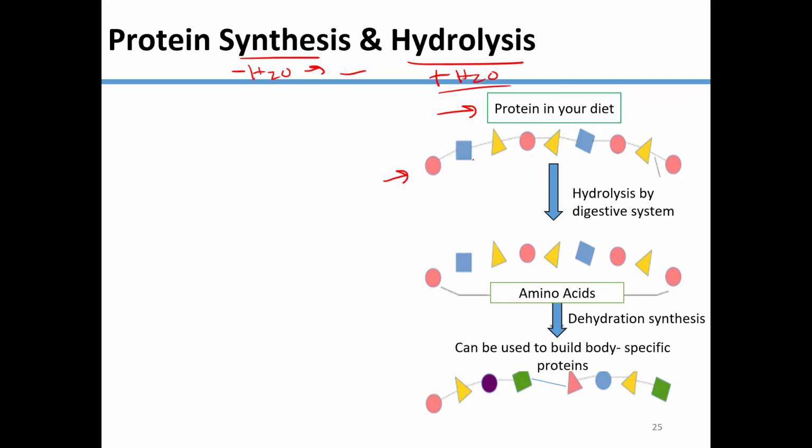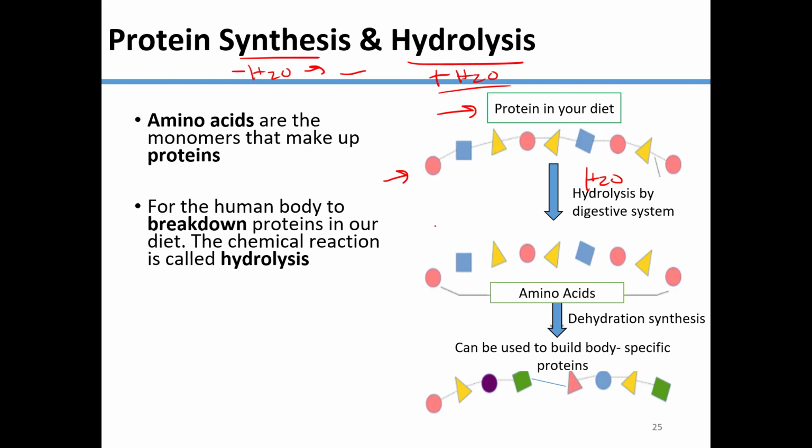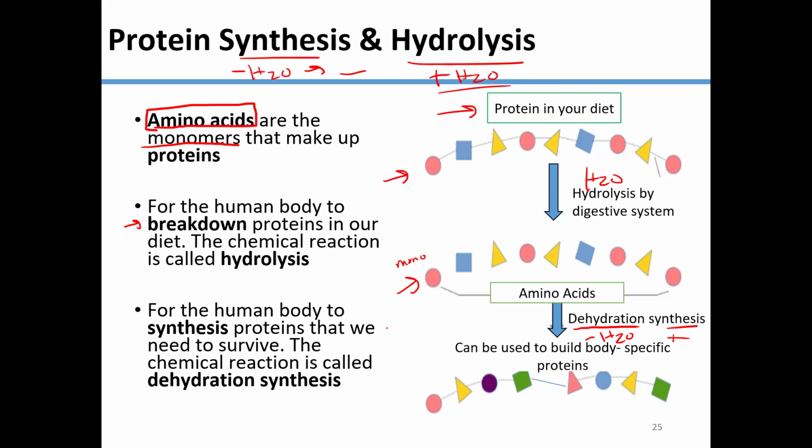So we want to break these apart. Remember, we're going to use hydrolysis, H2O, to break down those proteins into our monomer. In this case, our monomer is our amino acids. Now we have all of these individual amino acids, and then we go through dehydration synthesis. Remember, dehydration is the absence of water, and synthesis is making something. Now we can utilize all of those to synthesize and make whatever proteins we need to help our body function and work.